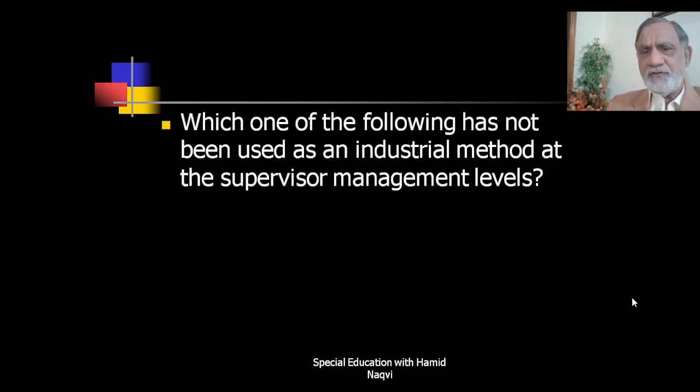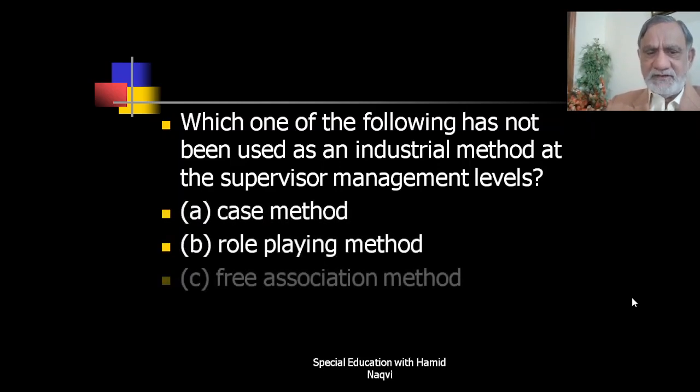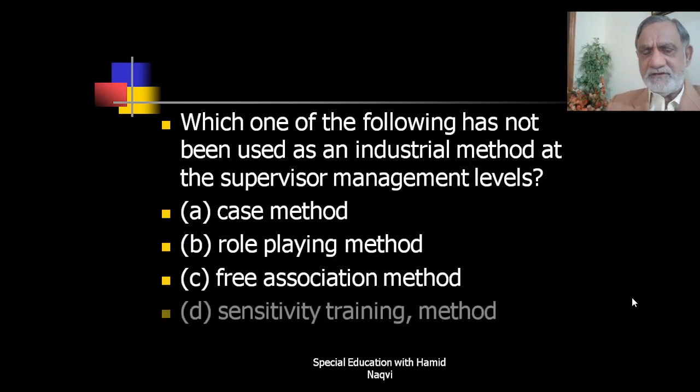Which one of the following has not been used as an industrial method at the supervisor's management levels? Case method, role-playing method, free association method, or sensitivity training method? The correct one is C, that is free association method.